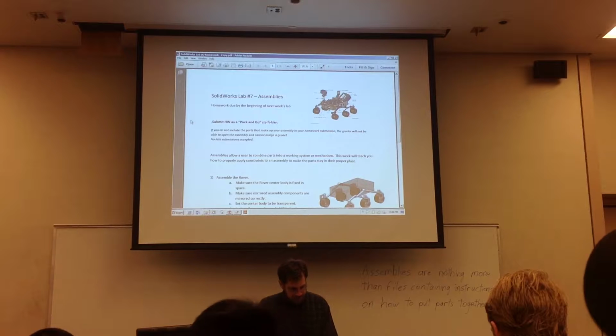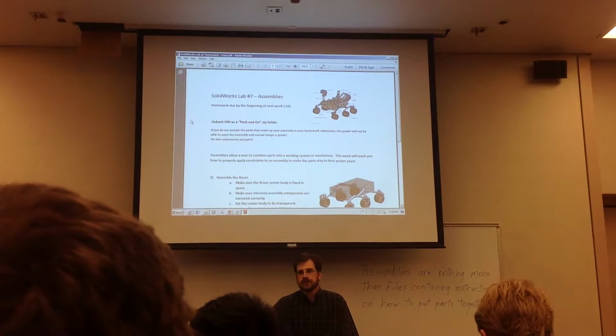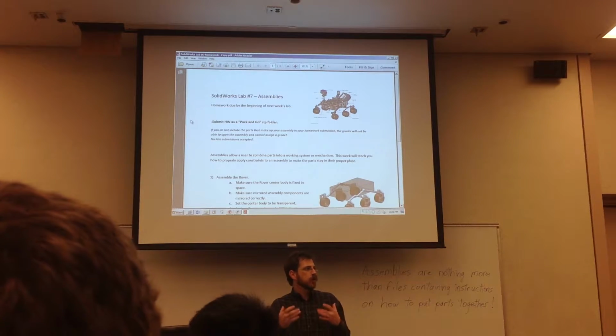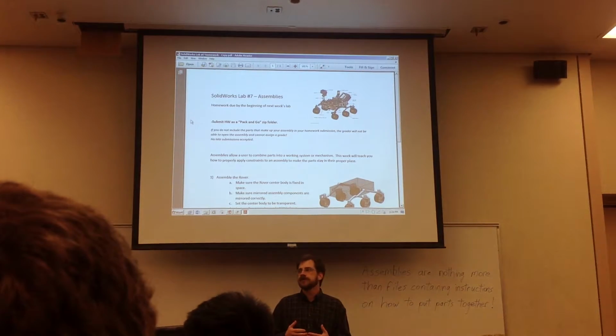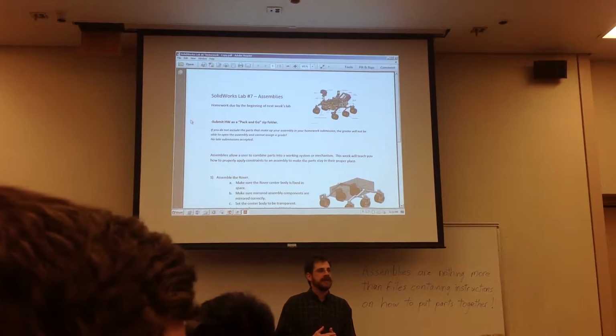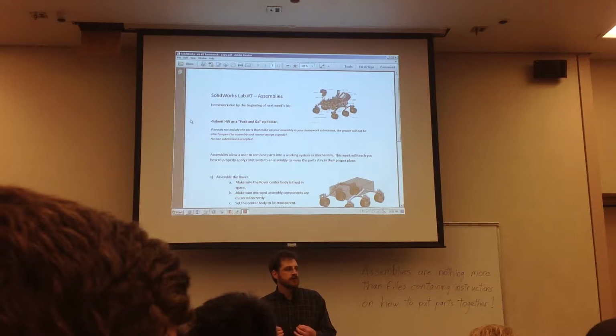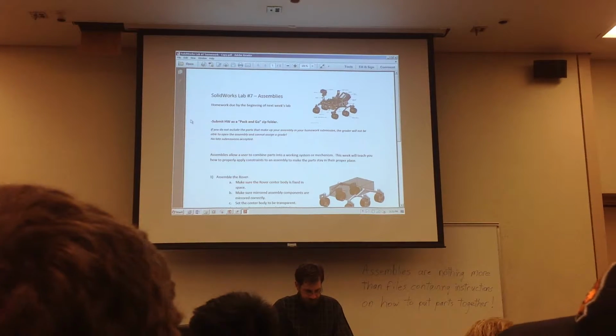Lab. Today we're going to go ahead and introduce assembly files in SolidWorks. So you've got really good at making parts in SolidWorks. Today we're going to start talking about how we can take those individual parts and put them together into a mechanism or an assembly file and tell SolidWorks how those different parts relate to one another.